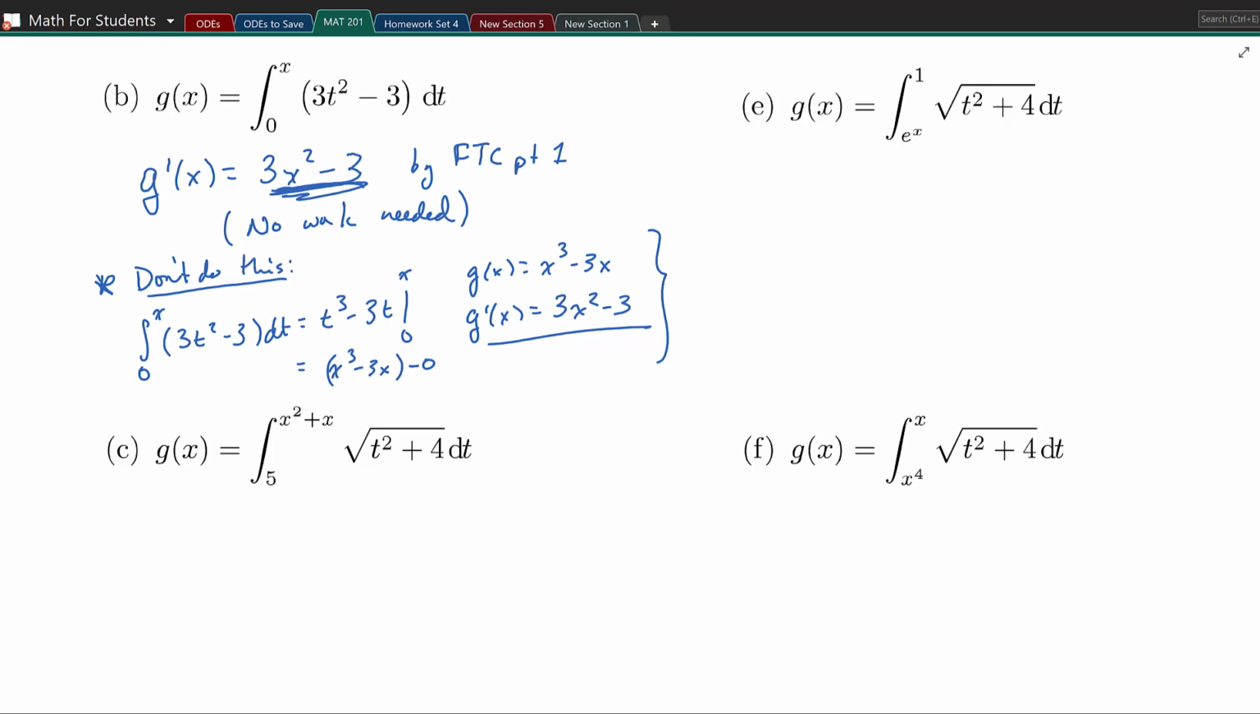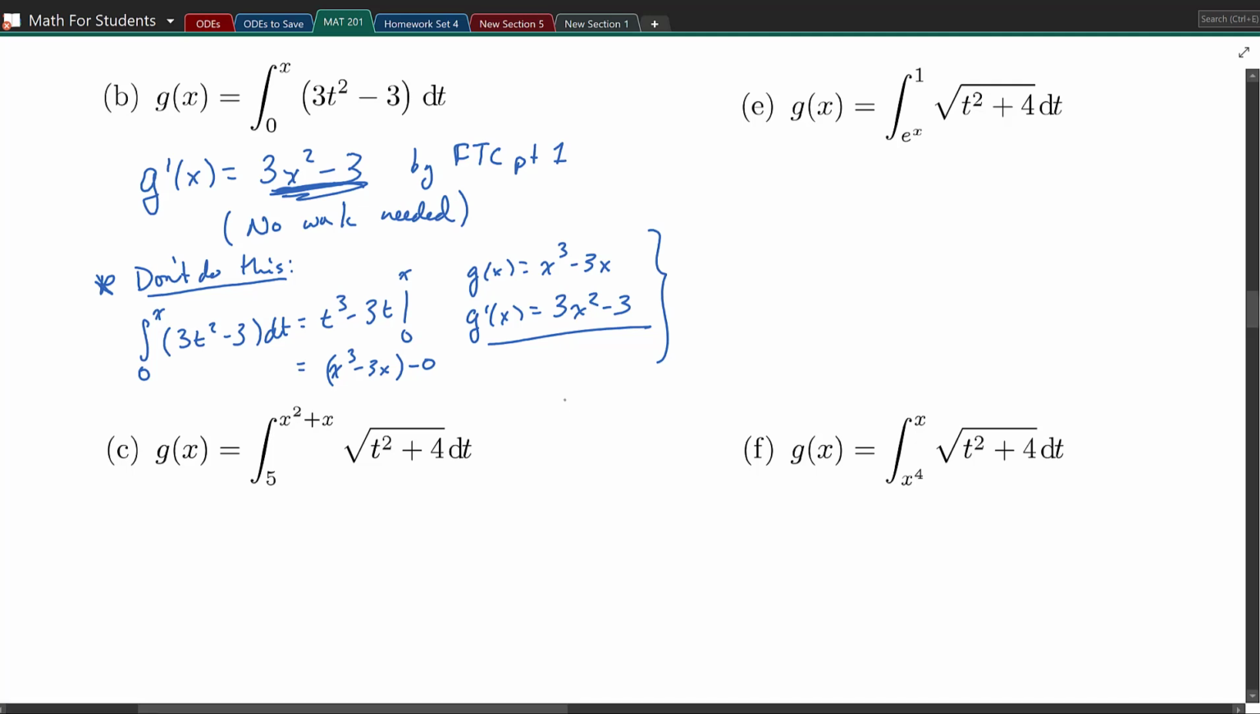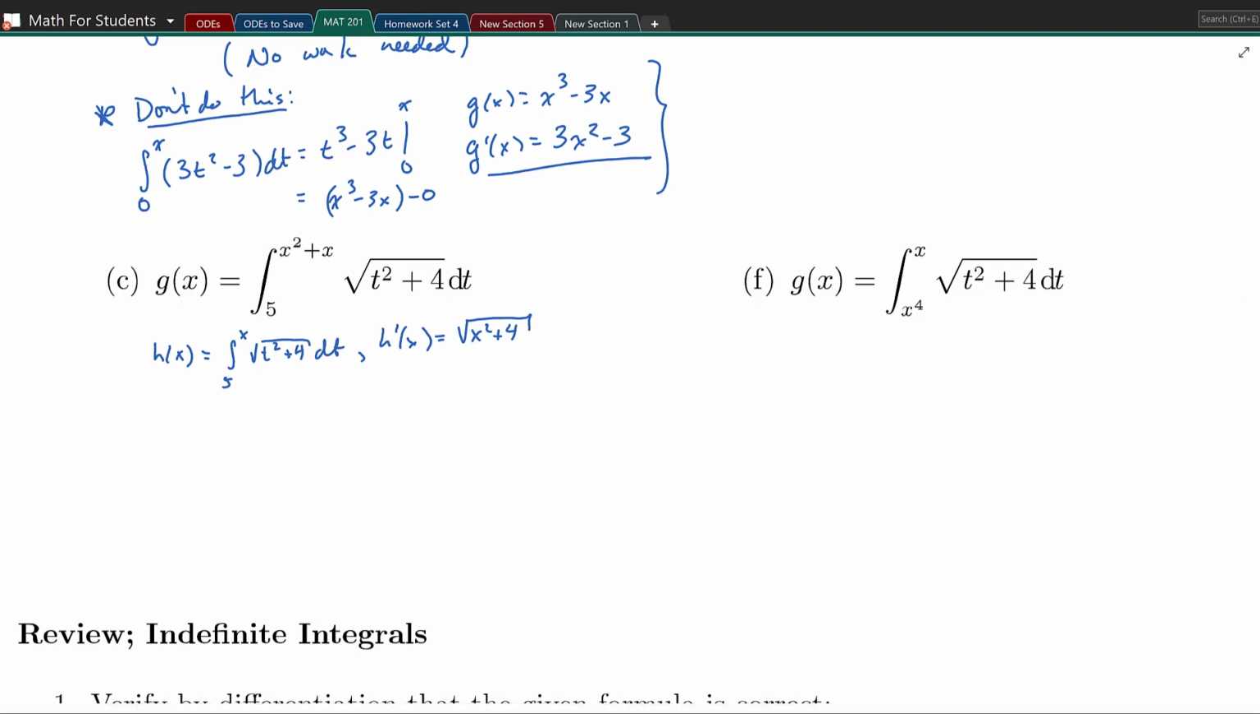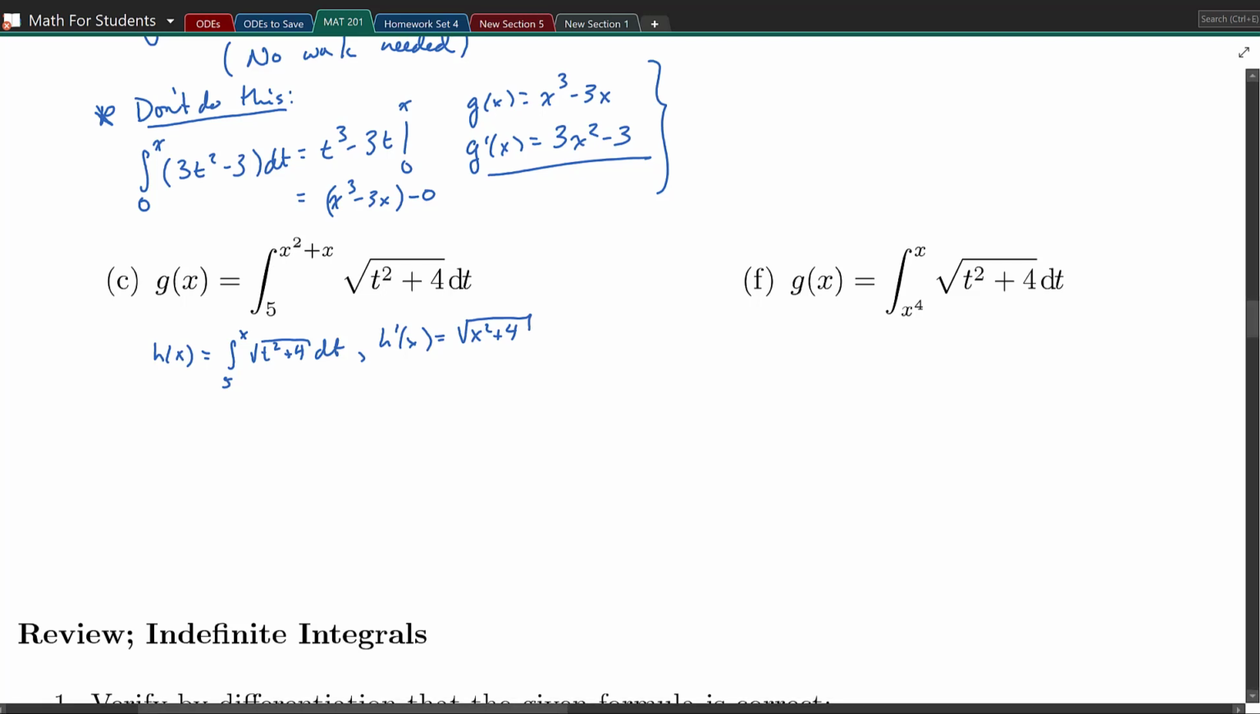Now these problems get a little bit harder in that, going forward, for the rest of these, I'm going to have to do some sort of chain rule. So for example, if this were the function h of x equals the integral from 5 to x of the square root of t squared plus 4 dt, then I could just say that h prime of x is the square root of x squared plus 4. And one way to look at what I just did, although this isn't really what we're trying to learn, is that I simply replaced the t in the expression here with an x when I gave the derivative.